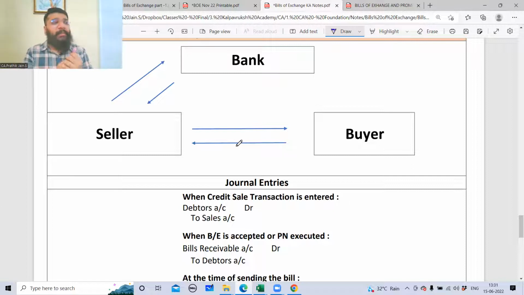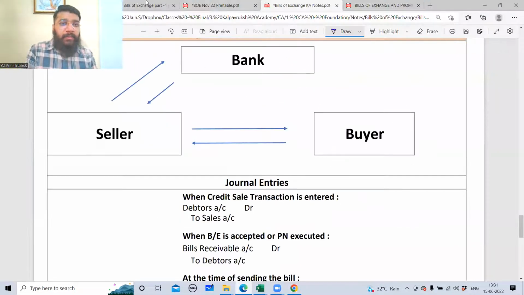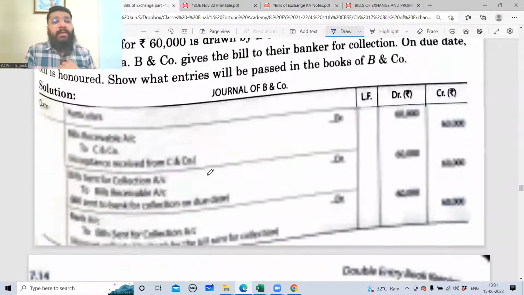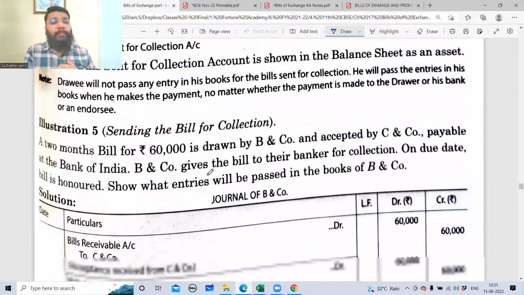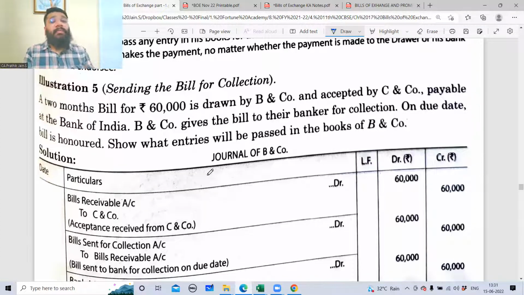Right. Okay. So let me give you a little bit more flavor. Let me take one question to explain this. You are absolutely right, Samiksha. In the discounting of bill, you get the money immediately. When it is bill sent for collection, you get the money at a later date. But my question is, why is this happening? What is the purpose of this particular concept?